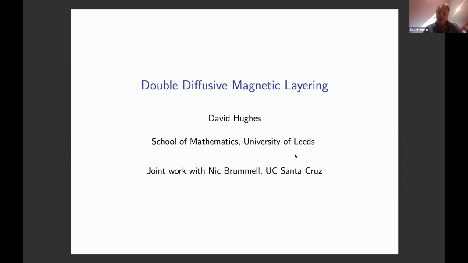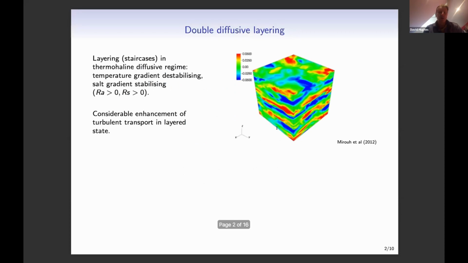By layering, I mean the formation of a stepped structure in one of the variables in a turbulent system. It might be density, might be temperature, typically it's everything, and they're often called staircases for the obvious reason. Layering occurs in all sorts of turbulent systems. I'm only going to be talking about double diffusive layering today.